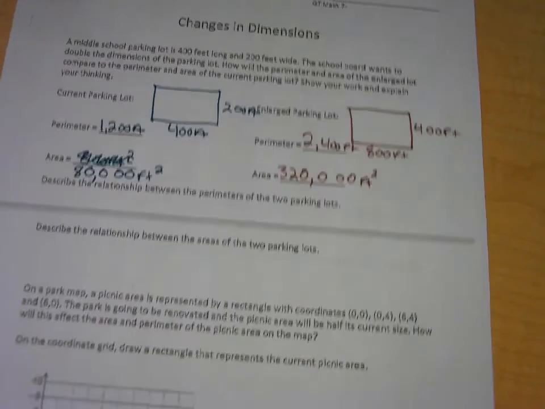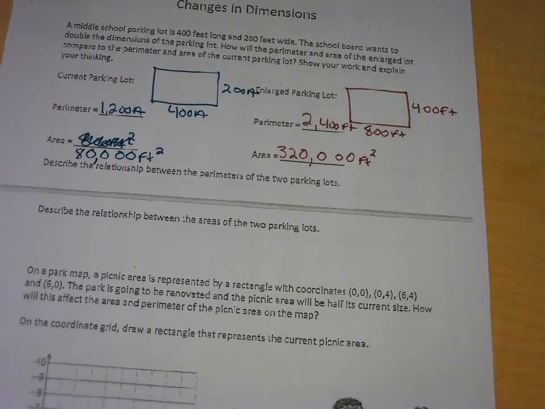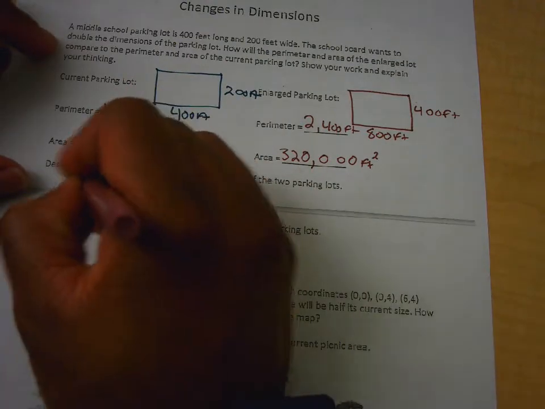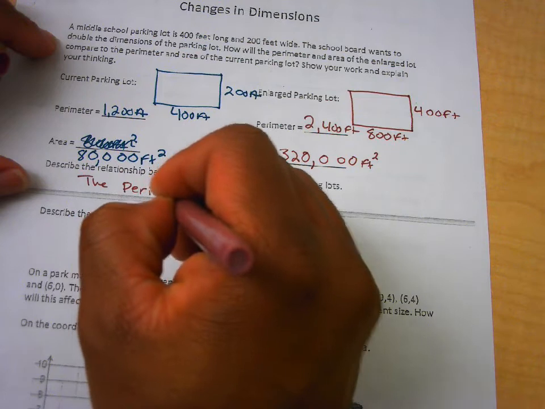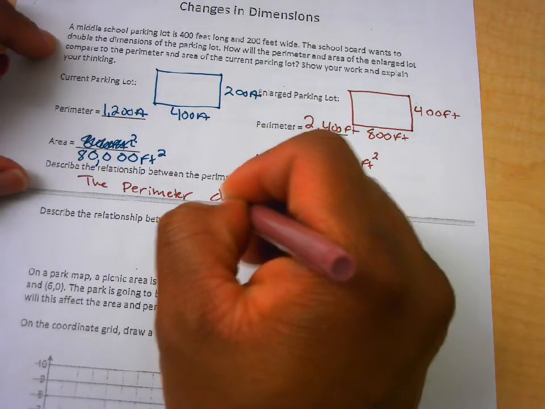So if we look at the perimeter, what happened to it? It says, describe the relationship between the perimeters of the two parking lots. What happened? It's times what? Times 2. It doubled. The perimeter doubled.